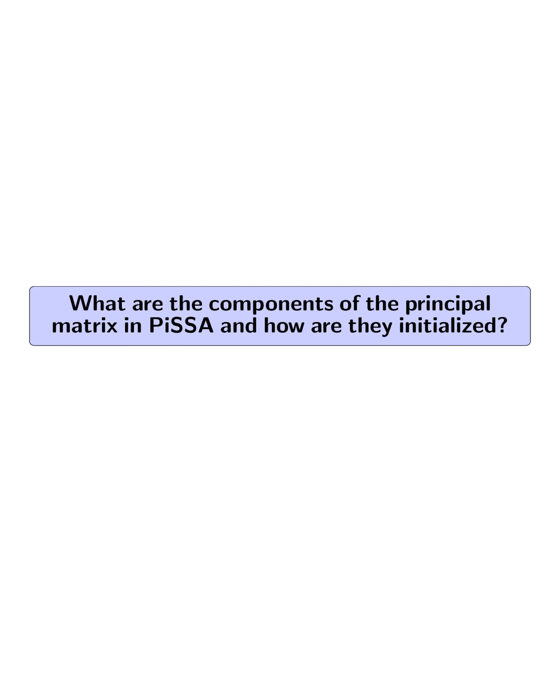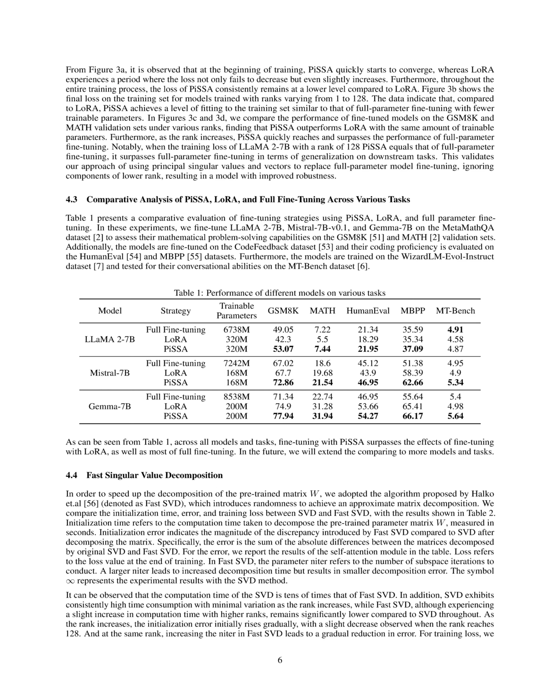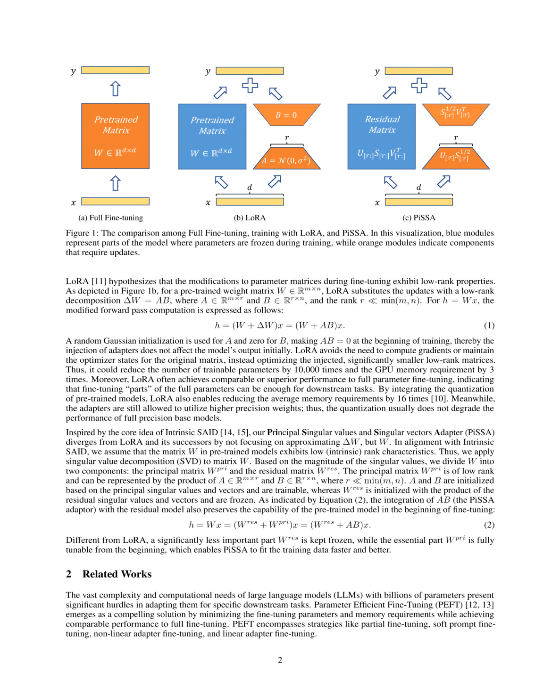What are the components of the principal matrix in PiSSA, and how are they initialized? The components of the principal matrix in PiSSA are the matrices A and B. These matrices are initialized based on the principal singular values and vectors obtained from the singular value decomposition, SVD, of the pre-trained weight matrix W. The principal matrix W_pri is of low rank and can be represented by the product of A in R^(m×r) and B in R^(r×n), where r ≤ min(m, n).